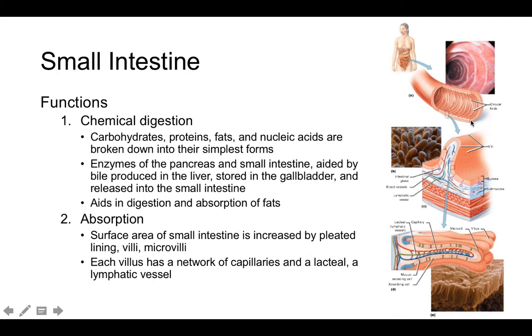You can see here the circular folds, the plicae circularis, that's the technical term for them. And then within those we have villi. Villi are finger-like projections into which both the capillaries and veins, as well as the lacteal, the lacteals are part of the lymphatic system, move into the villi. And then within the villi, or on the villi, we have microvilli, which are even smaller projections that allow for increased absorptive surface area within the small intestine.